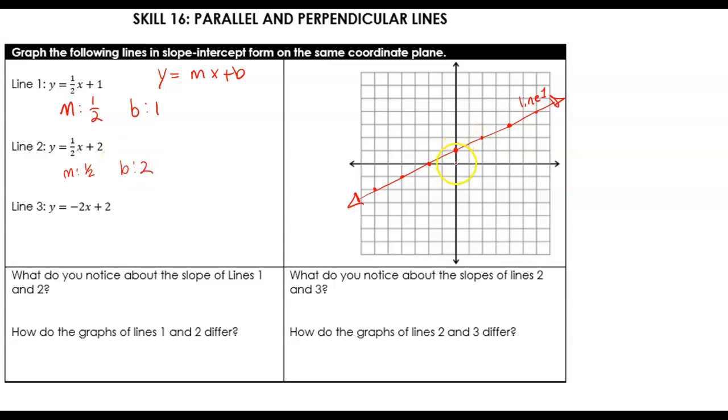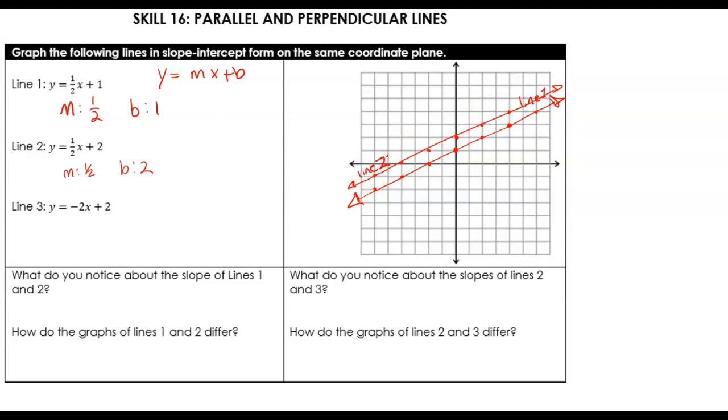Line 2 is a slope of 1/2 and a y-intercept of 2. So this time I'm going to go up 2 on my y-axis. And then I'm going to follow the same pattern. I'm going to go up 1 and over 2, up 1 over 2, up 1 over 2, and I can go back the other way. So here is my line 2.